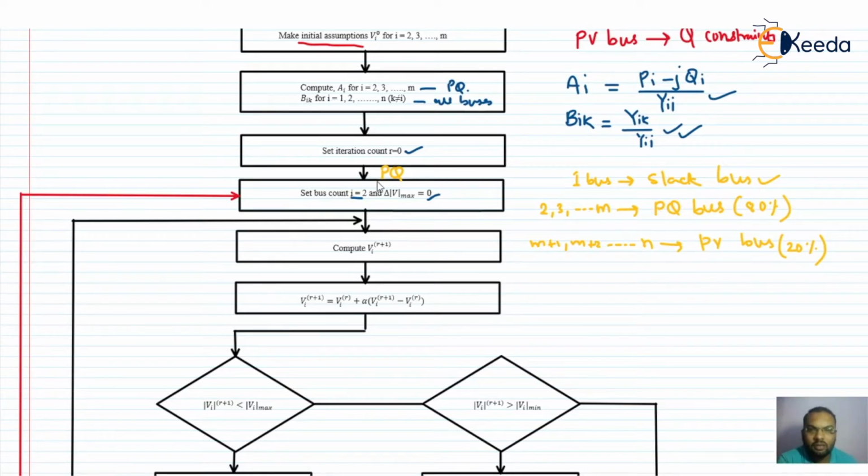So let's begin with the PQ type of bus. Let's set bus count as 2. Let us go for the first PQ bus. And on the PQ bus, P and Q will be specified. So what is to be computed? Voltage is to be computed. Okay, so compute this voltage.